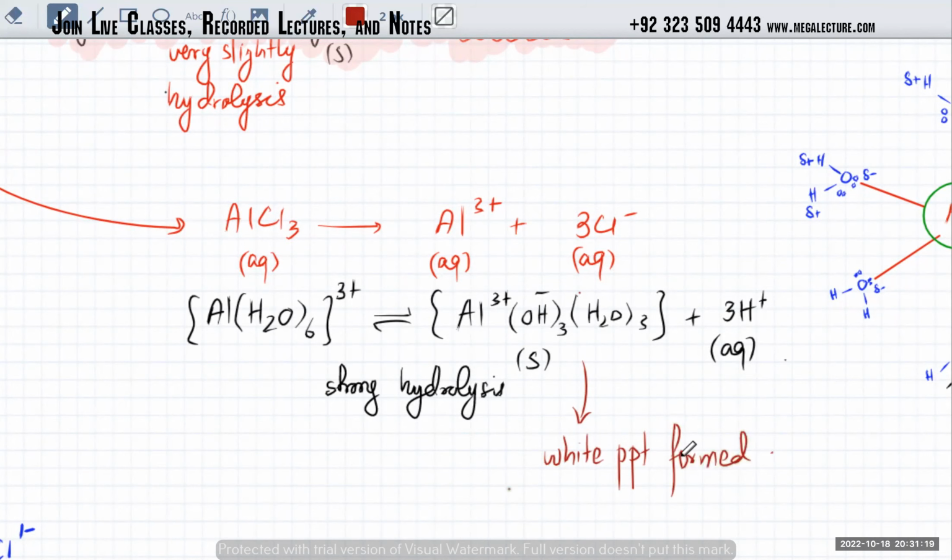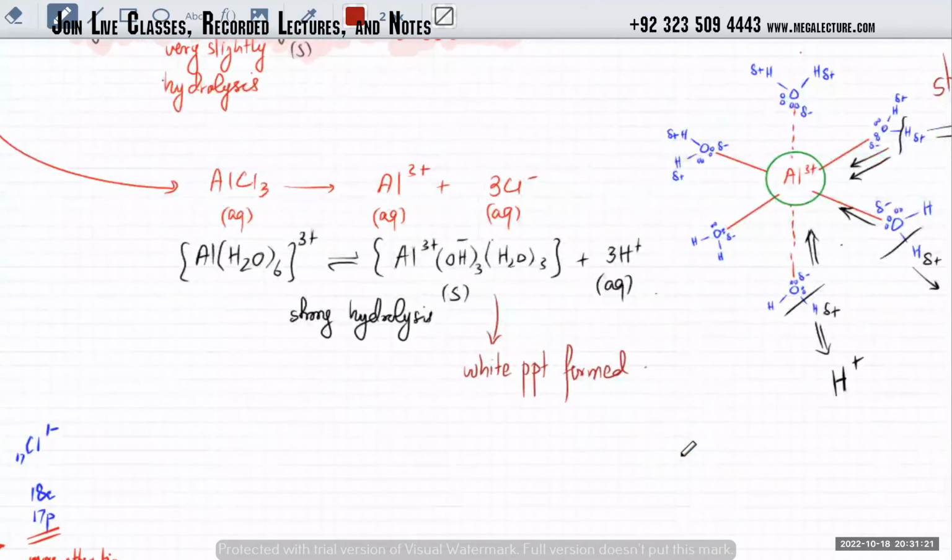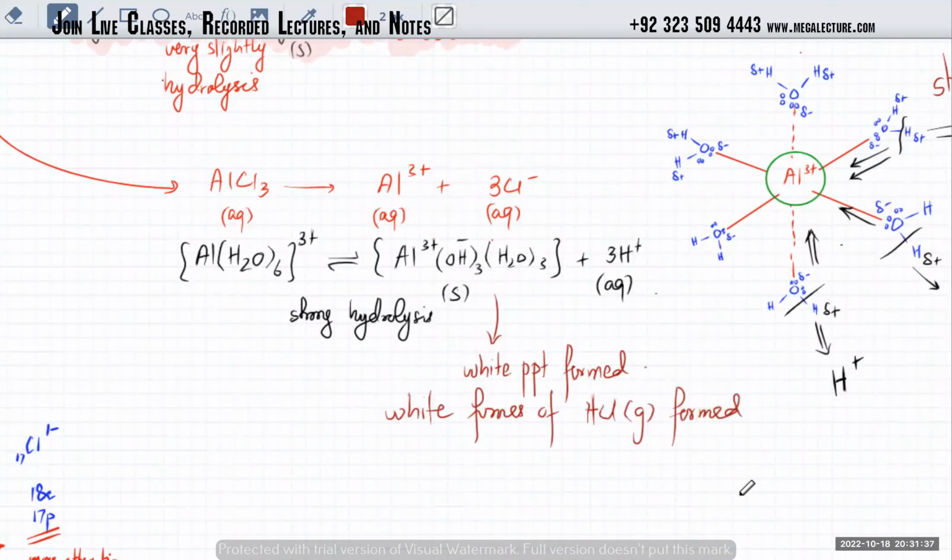And another thing that happens is white fumes of HCl gas are formed. It's a vigorous reaction. What did all the H+ do? They ended up reacting with the Cl- and forming HCl gas.